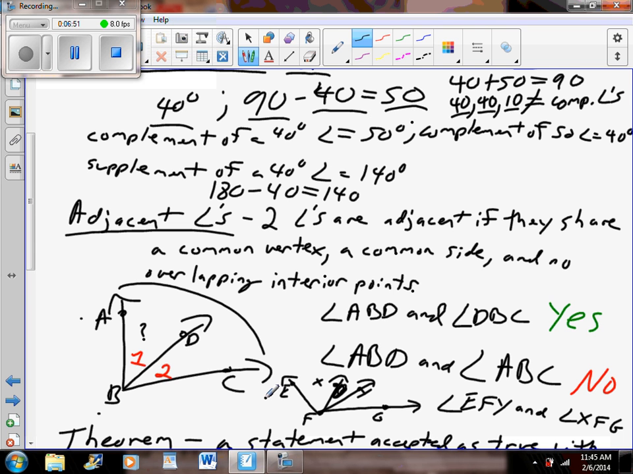Well, they both share a common vertex, B. ABD and ABC share a common side, AB, right? They both have that side, but they have overlapping interior points. Angle ABD is contained within ABC. So because of that, those 2 angles are not considered adjacent. Got it? So be careful with that.